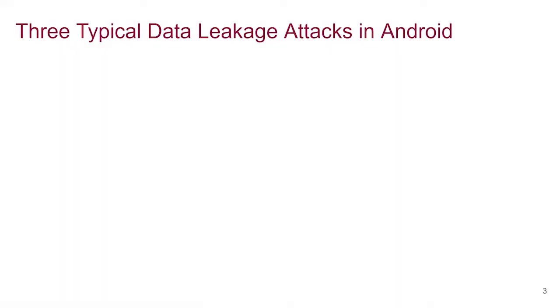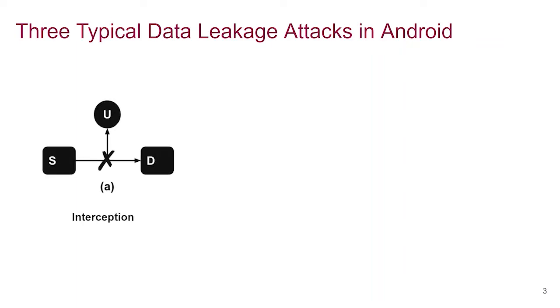Well, Android ICC is useful and effective for enabling apps to exchange data. However, such a scheme suffers from several security attacks. Let's look at three typical data leakage attacks. First, interception. That is, source app S wants to send its data to destination app D, but an untrusted app U intercepts this process and obtains the data.